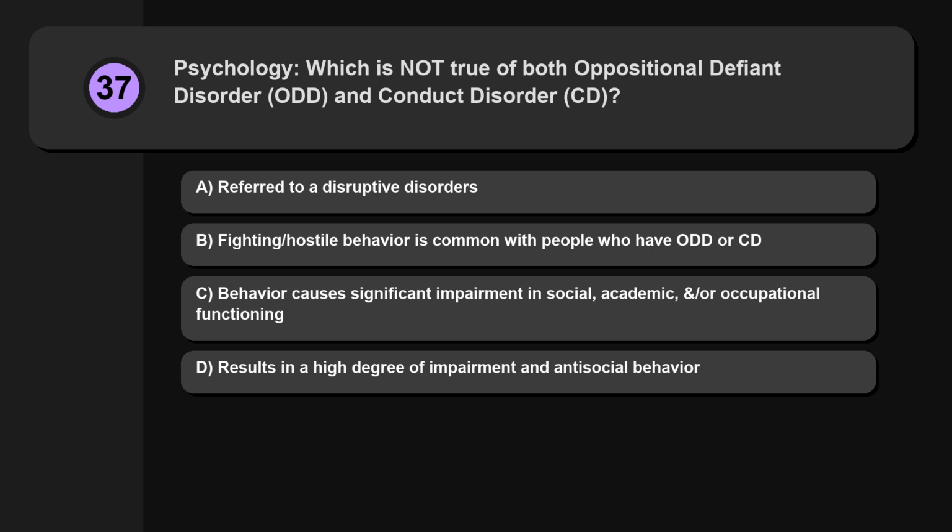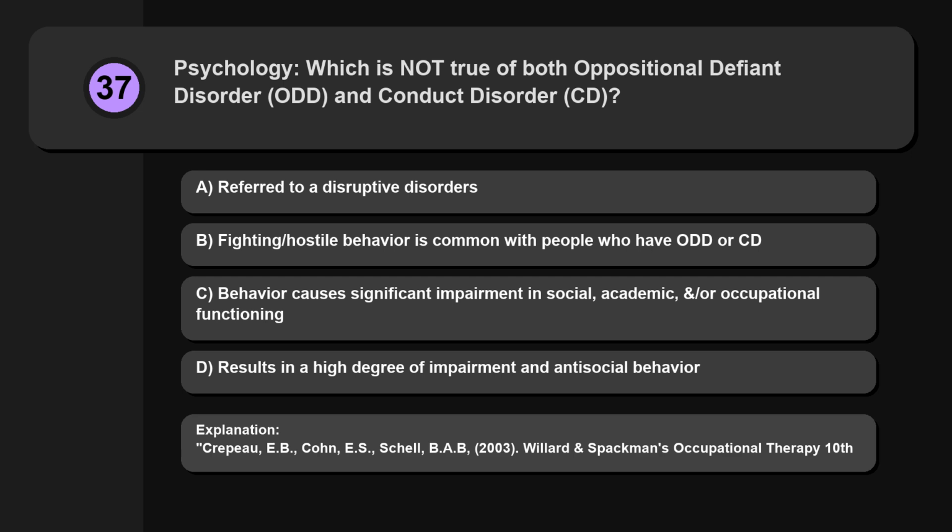Question 37. Psychology. Which is not true of both oppositional defiant disorder, ODD, and conduct disorder, CD? Option A, referred to as disruptive disorders. Option B, fighting/hostile behavior is common with people who have ODD or CD. Option C, behavior causes significant impairment in social, academic, and/or occupational functioning. Option D, results in a high degree of impairment and antisocial behavior. The correct answer is option D. Crepeau, E.B., Cohn, E.S., Schell, B.A.B., 2003. Willard and Spackman's Occupational Therapy, 10th.